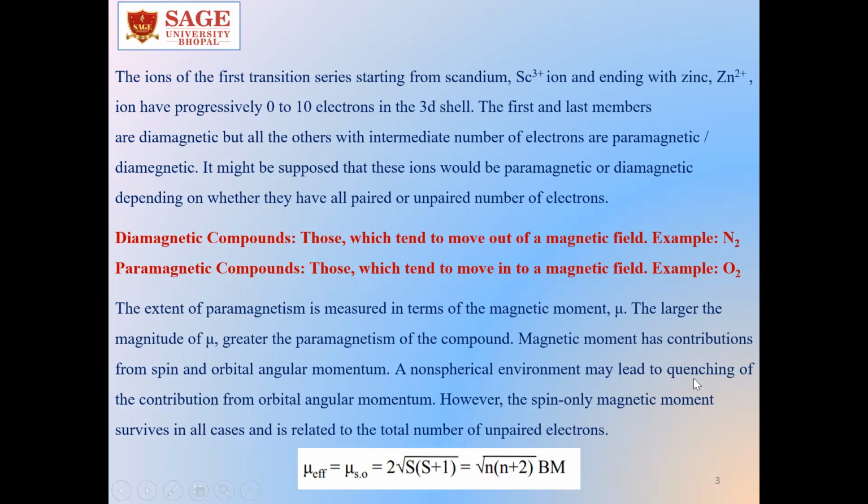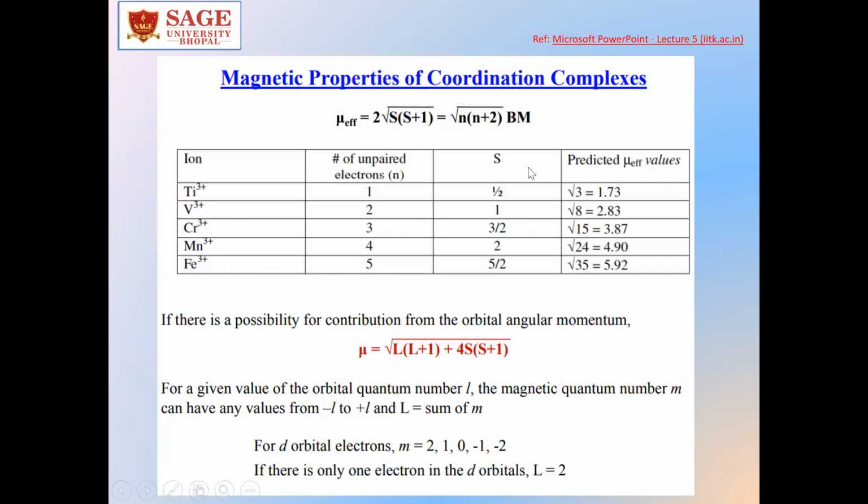Magnetic moment has contributions from spin and orbital angular momentum. A non-spherical environment may lead to quenching of the contribution from orbital angular momentum. However, the spin-only magnetic moment survives in all cases and is related to the total number of unpaired electrons. So we can say mu effective is equal to the mu spin-only value, which is root over 2S into S plus 1, or root over n into n plus 2. This is the formula we will use to calculate the spin-only magnetic moment value.